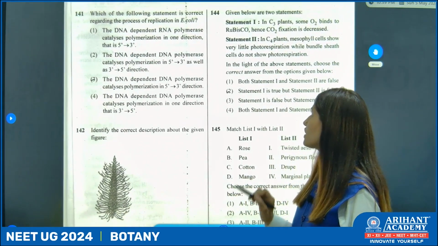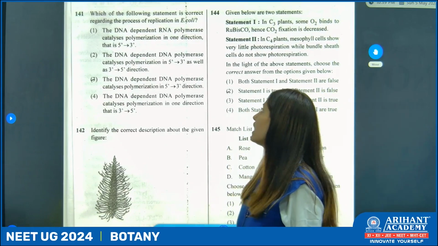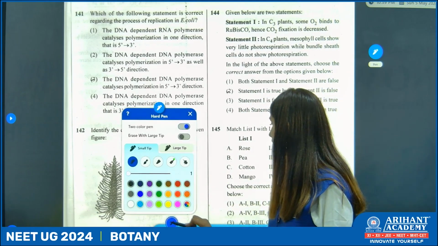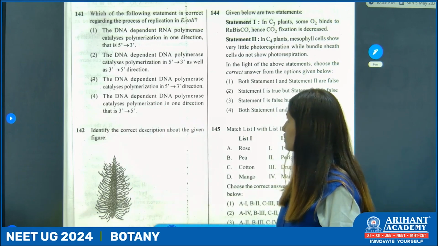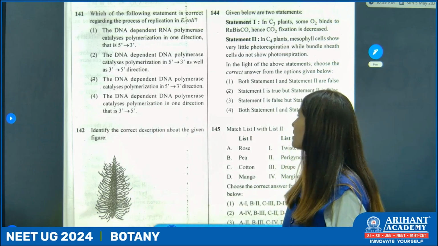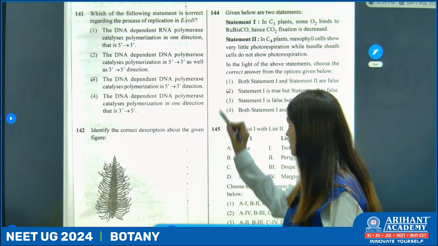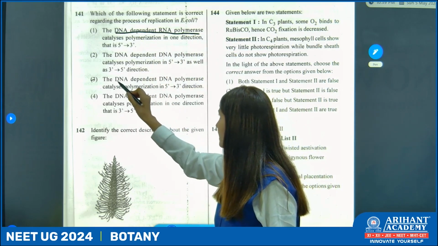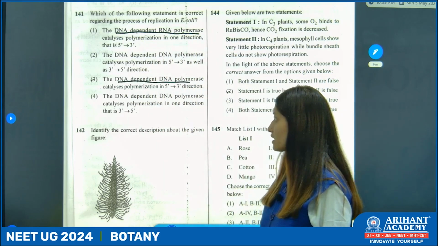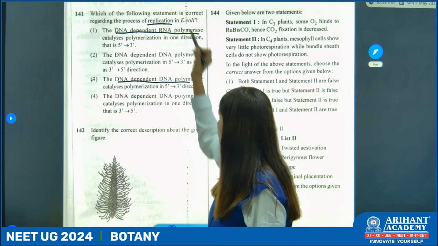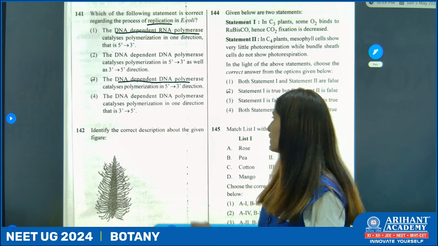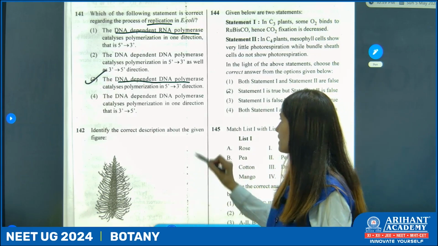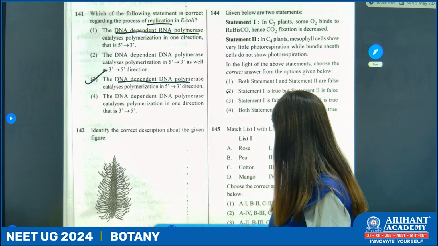141. Which of the following statements is correct regarding the process of replication in E. coli? So we have to consider E. coli and choose the answer for the replication. Here we are supposed to see that DNA dependent RNA polymerase is given and DNA dependent DNA polymerase is given. With respect to replication, you have to choose. So with respect to replication, this would be DNA dependent DNA polymerase. Okay, next question.